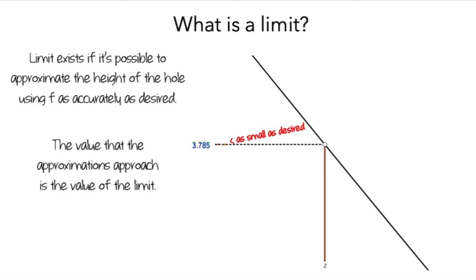So this is what a limit is. It is the value that the overestimate and underestimate both approach as we approximate the height of the hole as accurately as desired. And in this example, to 3 decimal places, the value of the limit as x approaches 2 of f of x is 3.785.